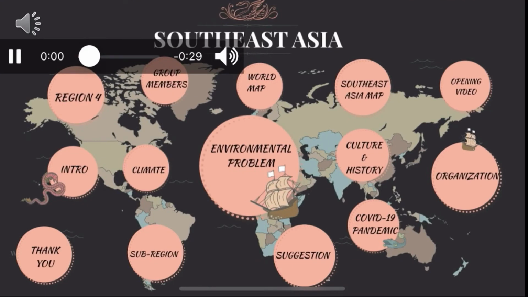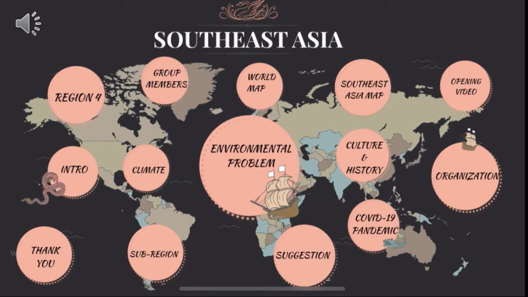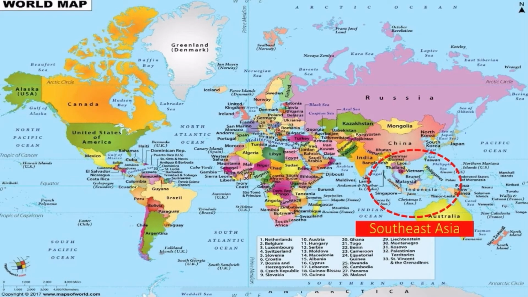Come to the Southeast Asia. Firstly, we will see the world map. Then we go to the Southeast Asia map and we share you an opening video. Next, we go further into the introduction, climate, environmental problem, culture and history, organization, COVID-19 pandemic, and lastly we have sub-region. Let's go to the world map.